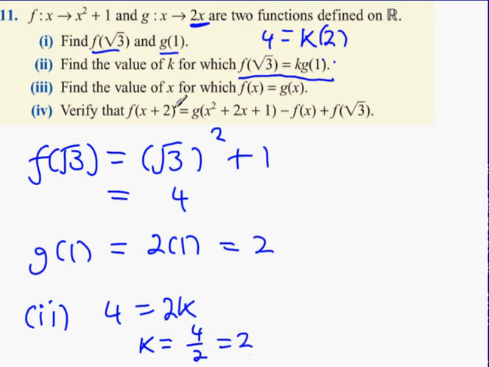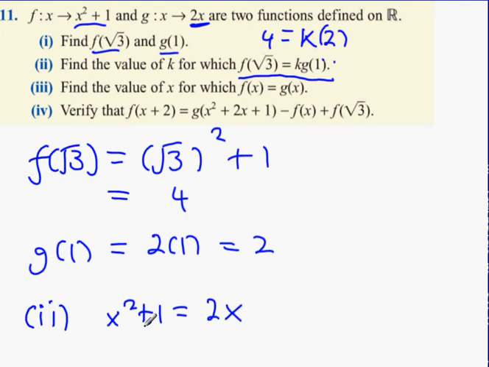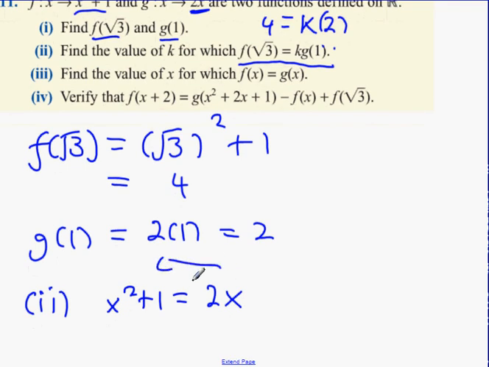Next one. Find the values of x for which f of x equals g of x. What is f of x? f of x is x squared plus 1. What's g of x? Does everybody see where I got that from? f of x is x squared plus 1, g of x is 2x. Now anybody know what I do next? And then what happens?